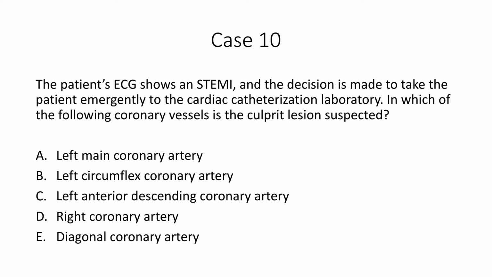So the patient's ECG shows a STEMI, and the decision is made to take the patient emergently to the cardiac catheterization laboratory. In which of the following coronary vessels is the culprit lesion suspected? Is it A, the left main coronary artery, B, the left circumflex coronary artery, C, the left anterior descending coronary artery, D, right coronary artery, or E, diagonal branch?